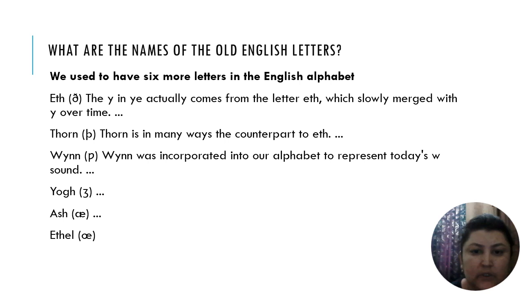What are the names of the Old English letters? We used to have six extra letters in the English alphabet. Thorn, eth. Then the Y in "ye" actually comes from the letter thorn, which slowly merged with Y over time. Eth is in many ways the counterpart to thorn. Wynn was incorporated into our alphabet to represent today's W sound. Yogh, ash, ethel.